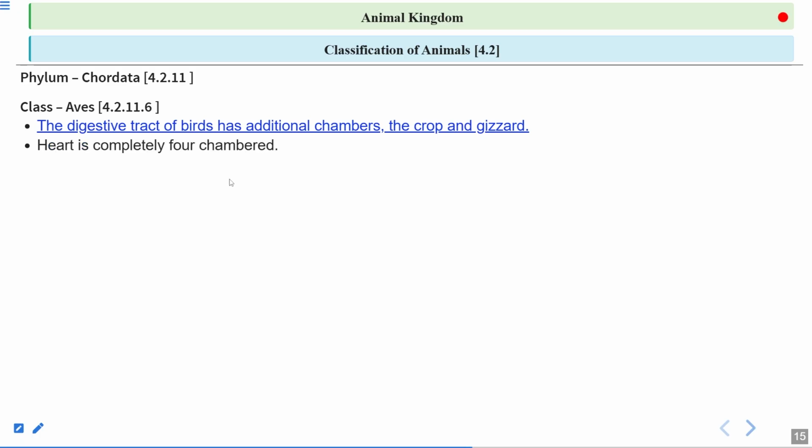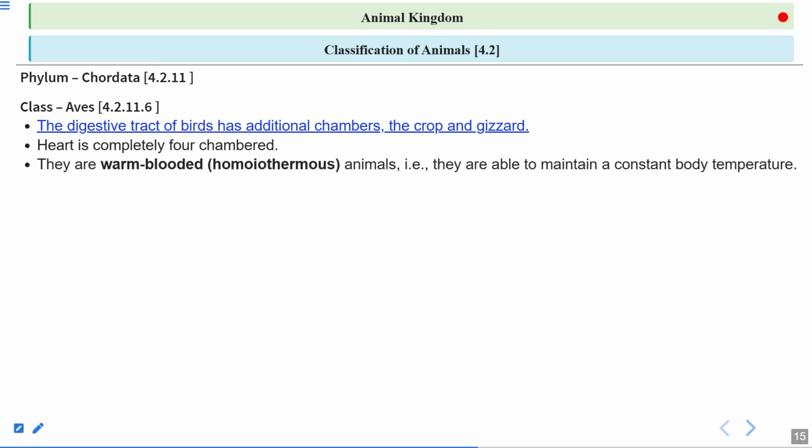Heart is completely four-chambered. Now here you can see four-chambered. In the case of reptiles, only the crocodile was having the four-chambered heart. Rest of the reptiles were having only three-chambered heart. But in the case of birds, all birds are having the four-chambered heart. This is very, very important.